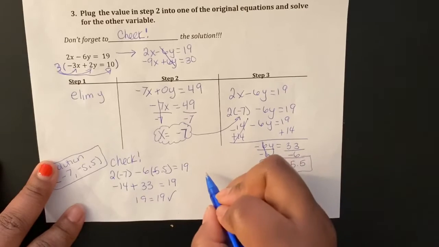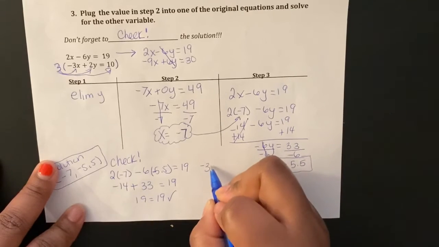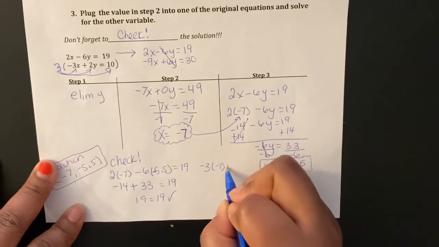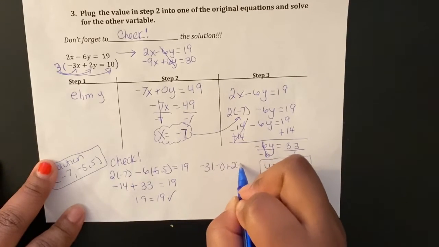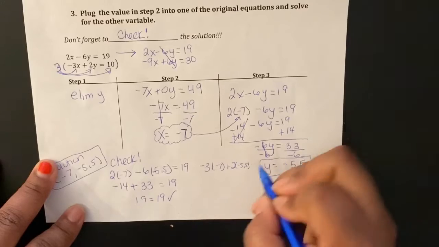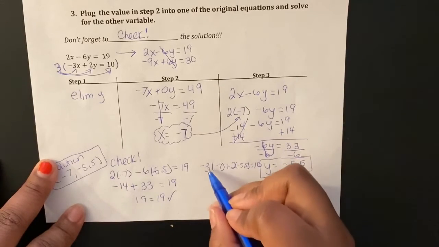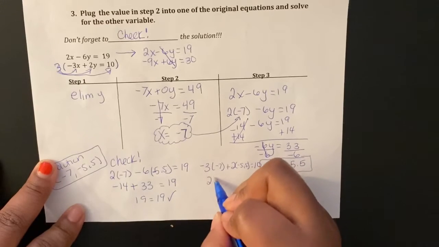Next equation, negative 3 times negative 7 plus 2 times negative 5.5 equals 10. Well, negative 3 times negative 7 is 21.